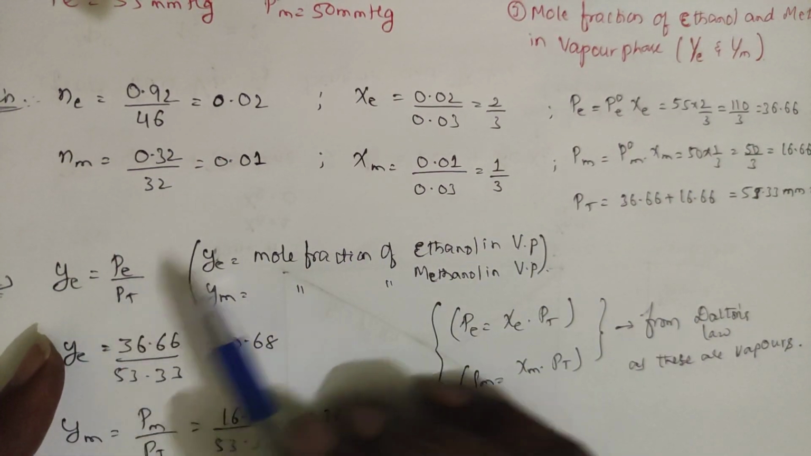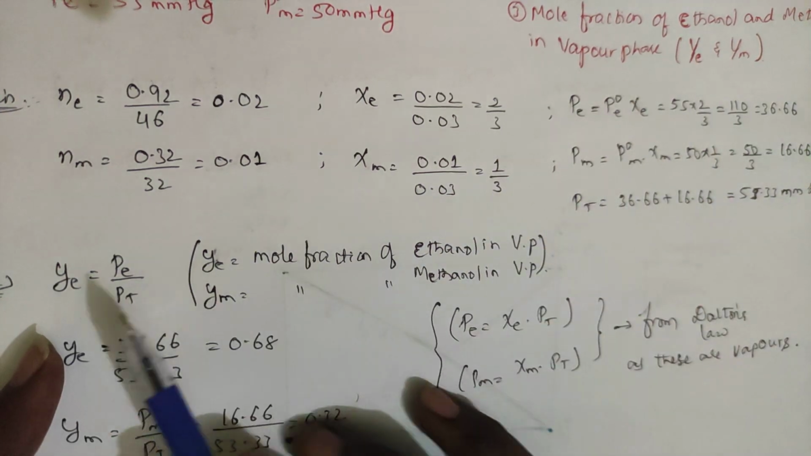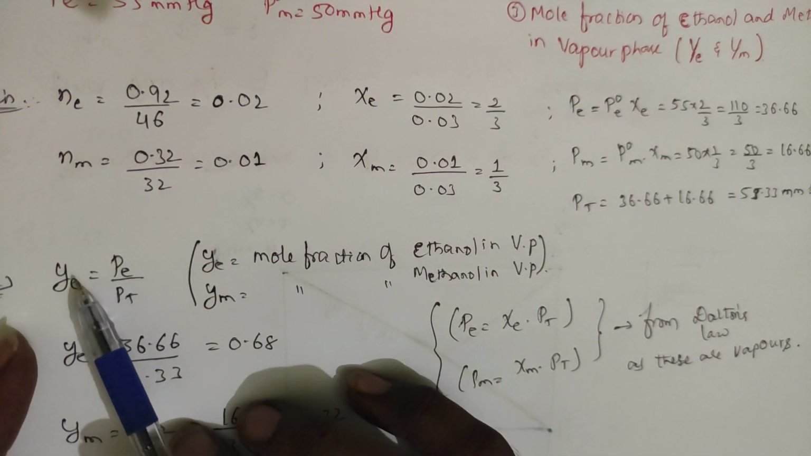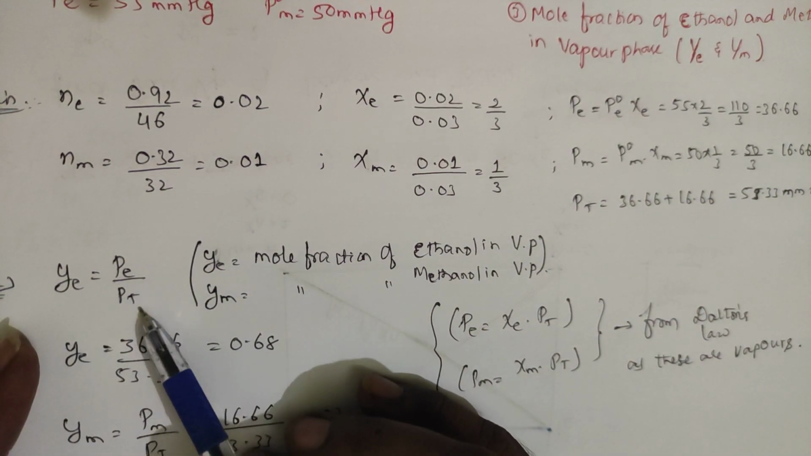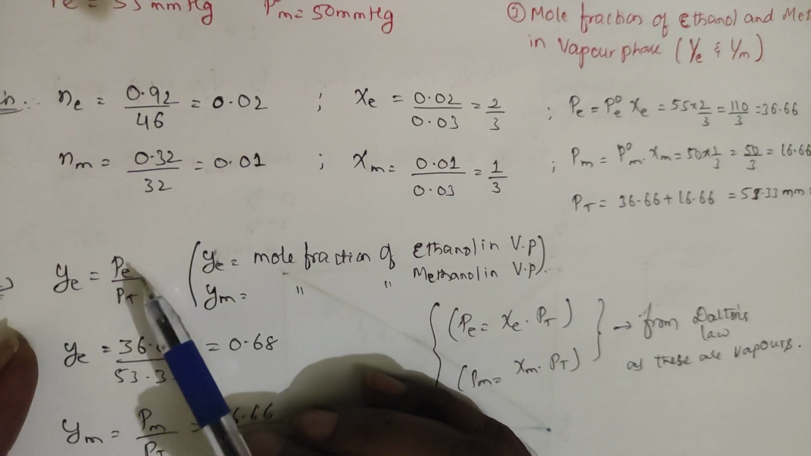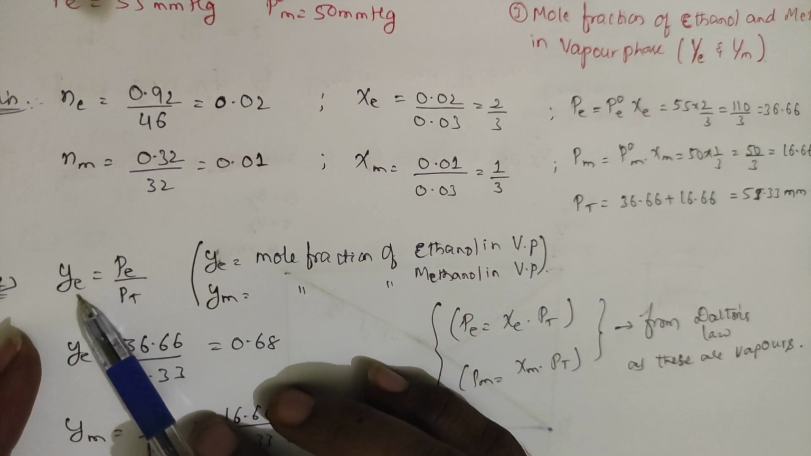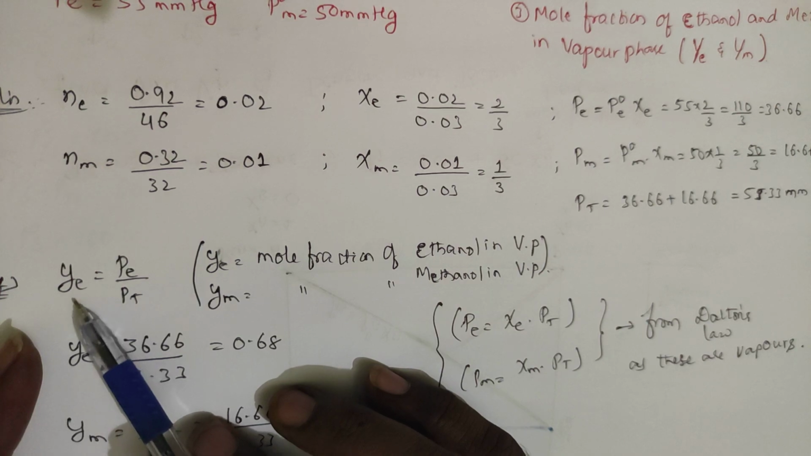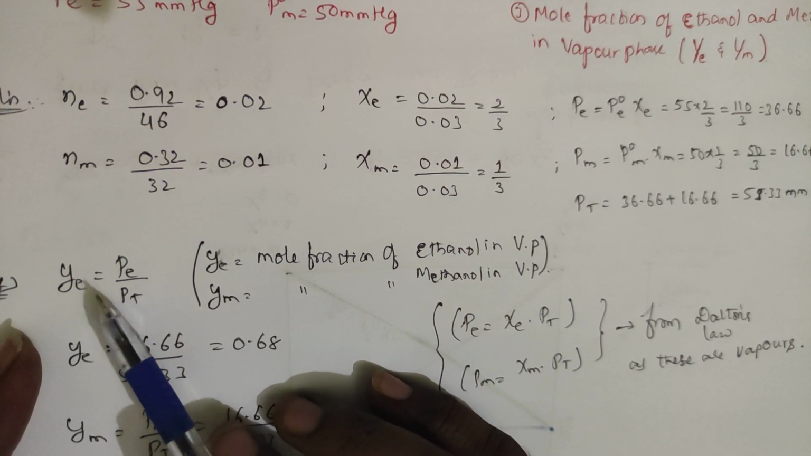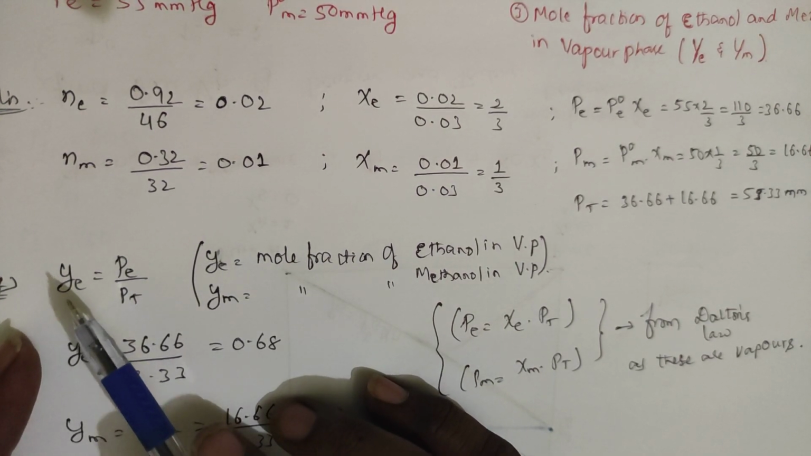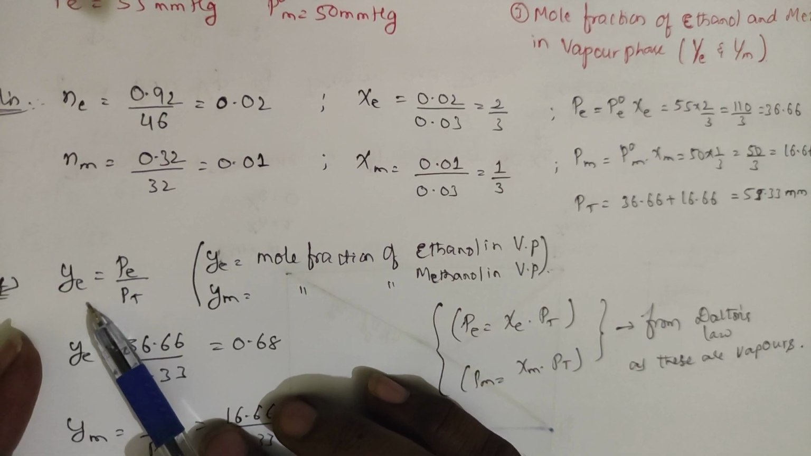Now what is he asking? He is asking the mole fraction of ethanol in the vapor phase. The formula is pressure of ethanol by total pressure. This is a fraction, partial pressure to the total pressure. If you do that, you will be getting the mole fraction. Mole fraction of ethanol in vapor phase. Remember this. This is in vapor phase, not in the liquid phase.